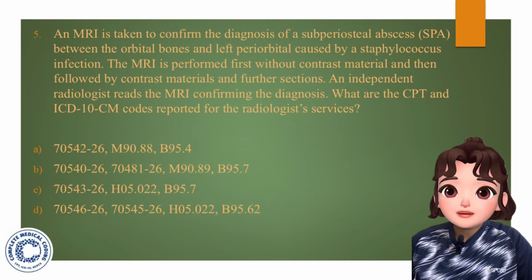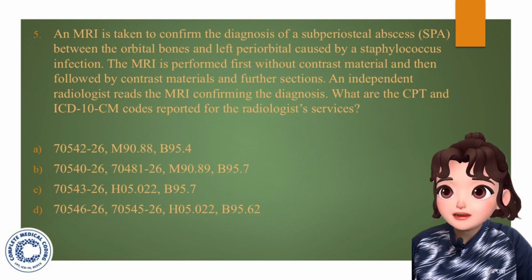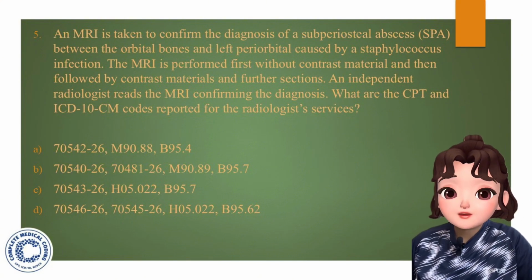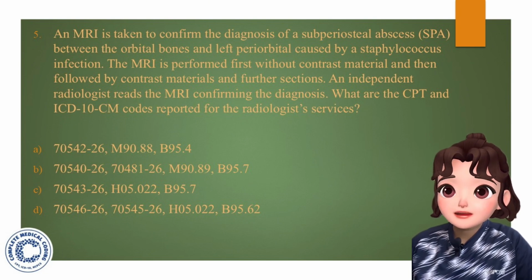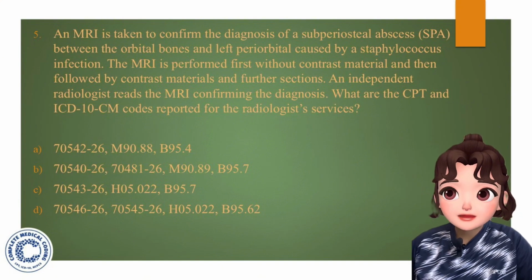Now let's move to the fifth question. An MRI is taken to confirm the diagnosis of a subperiosteal abscess, also called SPA, between the orbital bones and left periorbital, caused by a staphylococcus infection. The MRI is performed first without contrast material and then followed by contrast materials and further sections. An independent radiologist reads the MRI, confirming the diagnosis. What are the CPT and ICD-10 codes reported for the radiologist services?